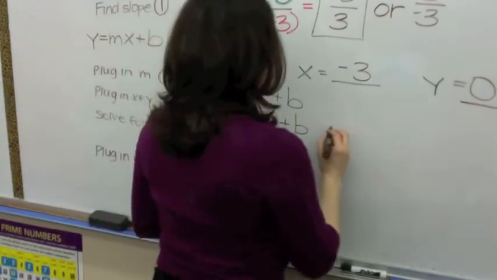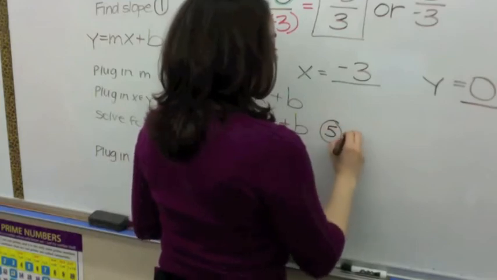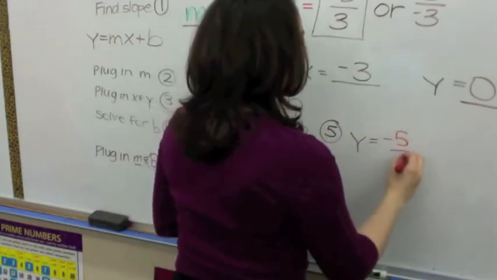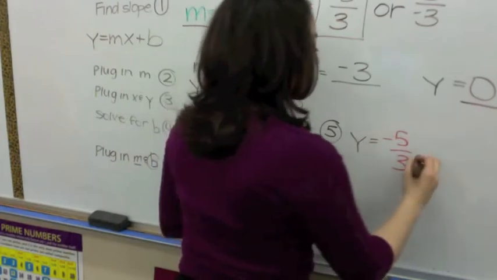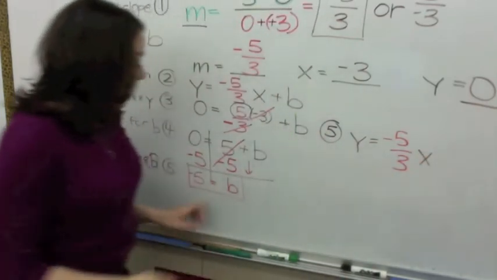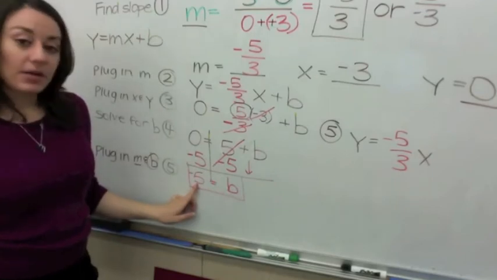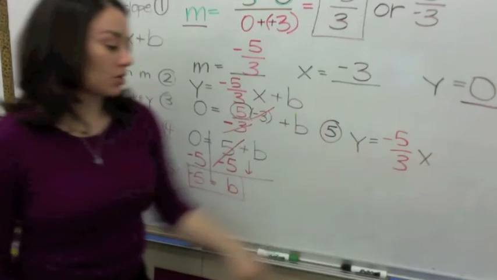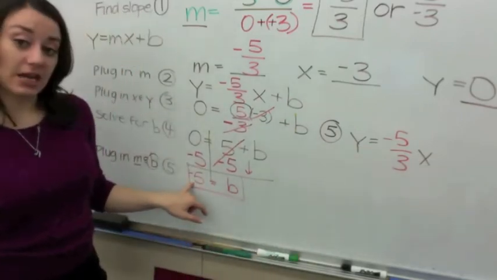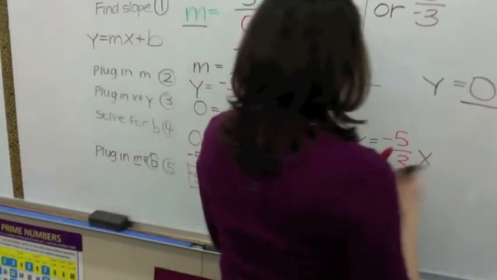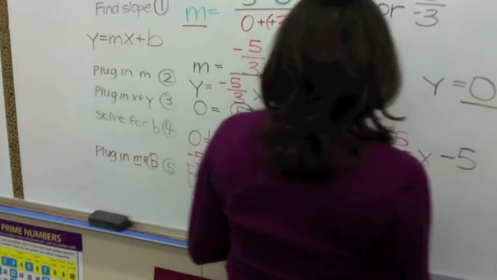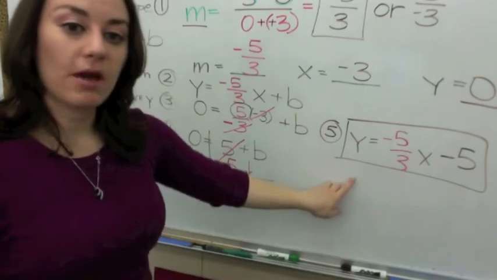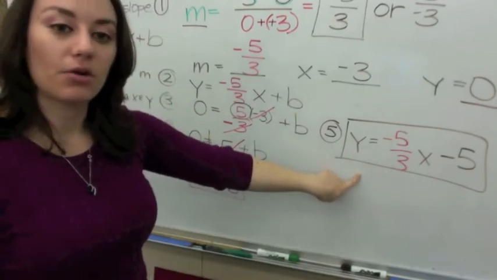So we'll say, okay, step 5 is y equals m, negative 5 over 3, times x. Okay, if b is negative 5, are we going to add 5 or subtract 5 from this equation? What are we going to do? Because it's negative, right? We're going to go ahead and subtract 5. So there is your equation. Make sure you have this for number 5, and now we're going to graph this equation.